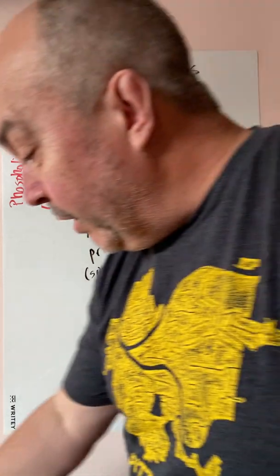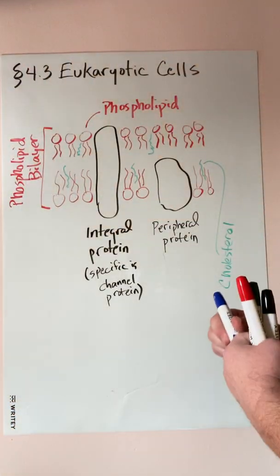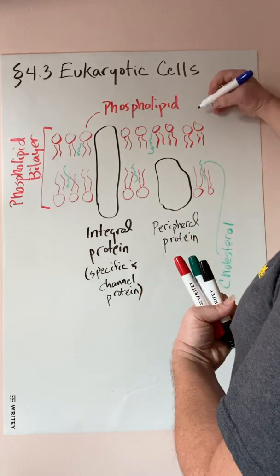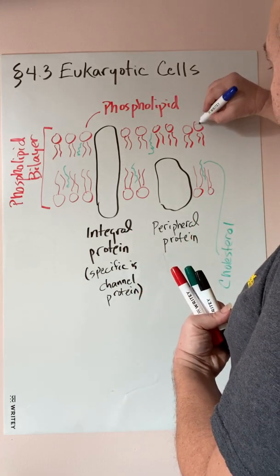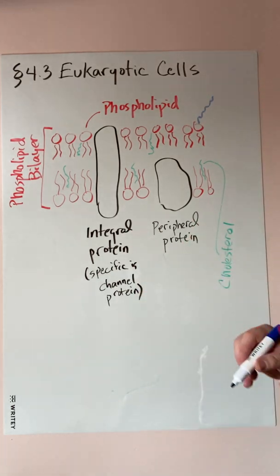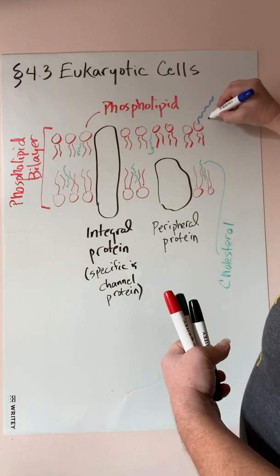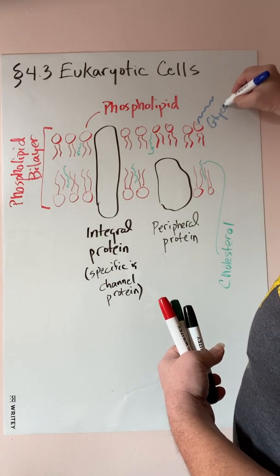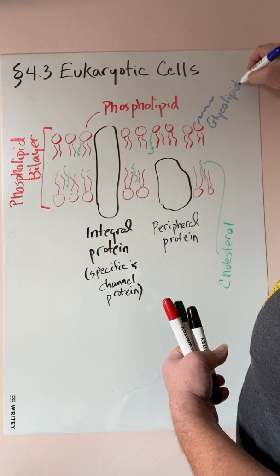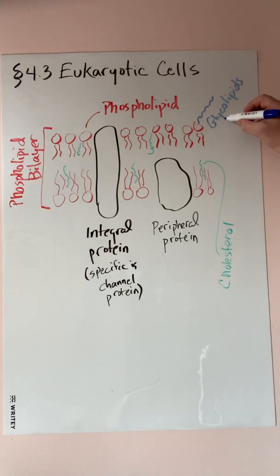Two other things I want you to know on here. You're going to notice that some of the phospholipids have little antennae. Those are called glycolipids. It's a combination of a carbohydrate, the glyco, and the lipid, the phospholipid. We'll talk about these later, about their importance, but these are going to be how cells communicate with the outside.